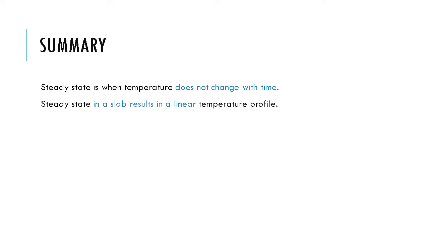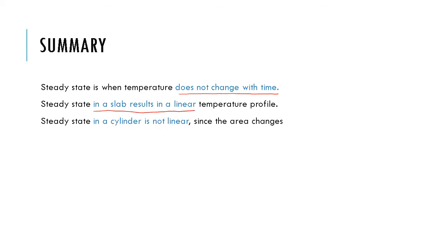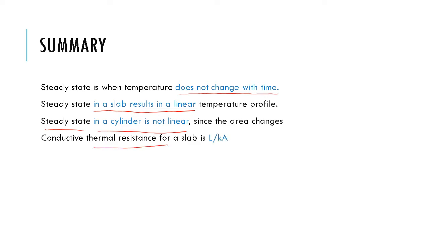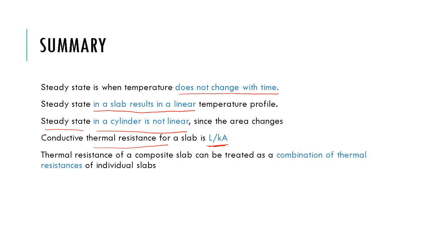Okay, so we come to the summary for the chapter, and a few general comments. Steady state is when temperature does not change with time. And steady state in a slab results in a linear temperature profile, whereas steady state in a cylinder is not linear. Conductive thermal resistance for a slab is L over kA, and thermal resistance of a composite slab can be treated as a combination of thermal resistances of individual slabs.